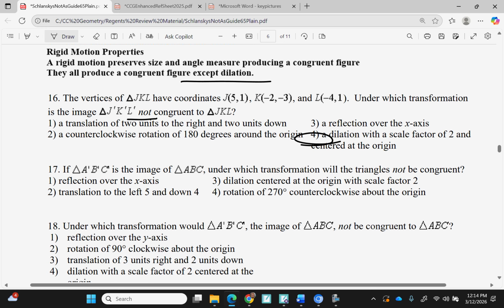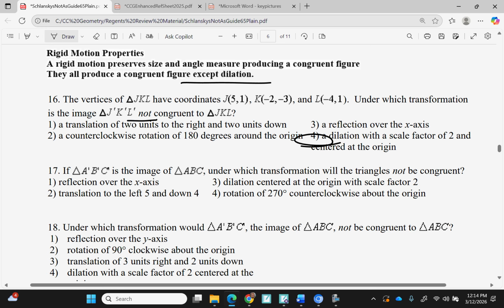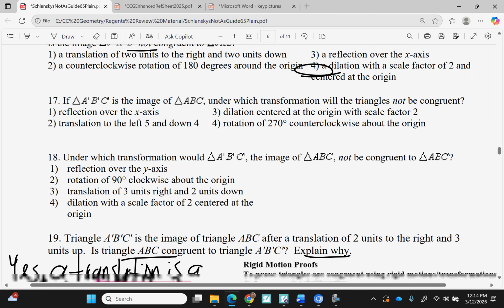They all produce a congruent figure. They're all rigid motions except for a dilation. So whenever it says which one's not congruent, the answer's got to be dilation. And yes, it could be a vertical stretch or horizontal stretch as well. They've never asked that. They could. Dilation's not congruent. Horizontal and vertical stretch are not congruent.